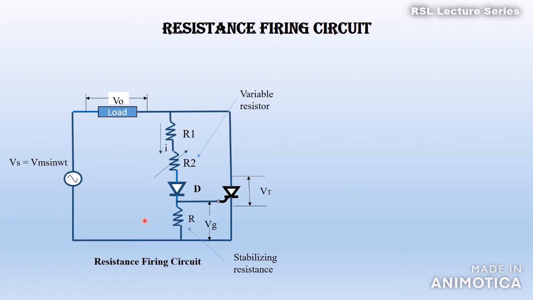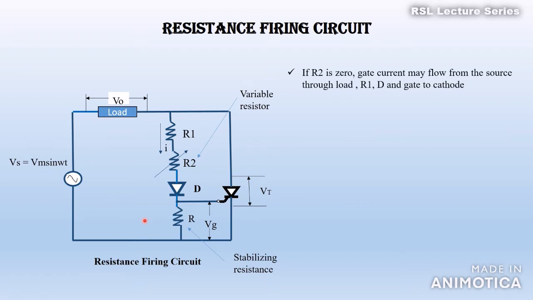Initially we assume that R2 is 0. If R2 is 0, during the positive half cycle, this diode D will get forward biased and will start conducting. As a result, the current will start flowing through the circuit and go to the gate terminal of the SCR to be triggered, and complete its path through the cathode terminal. Now the main function of R1 is to limit the current to the maximum permissible value, otherwise the device will get damaged.